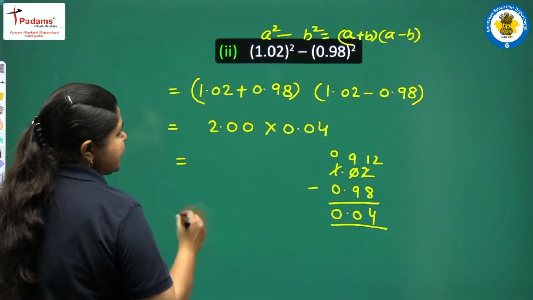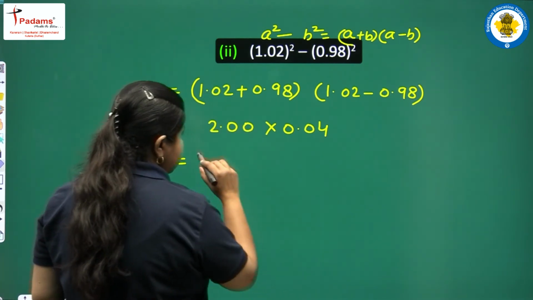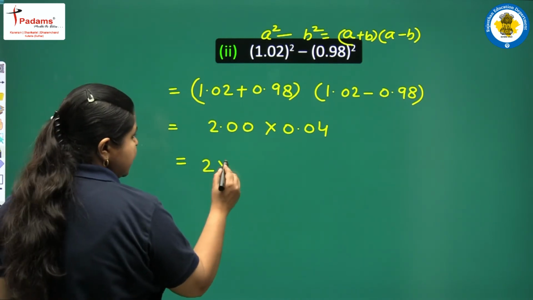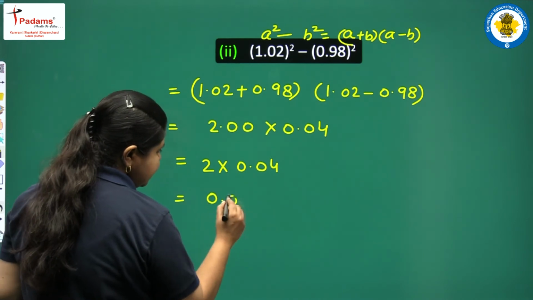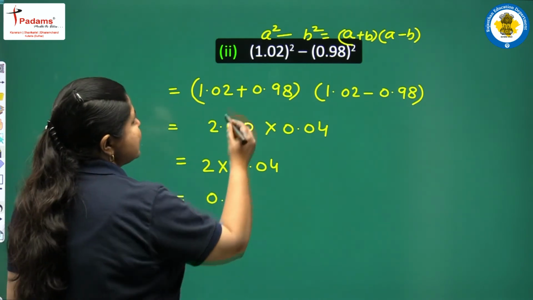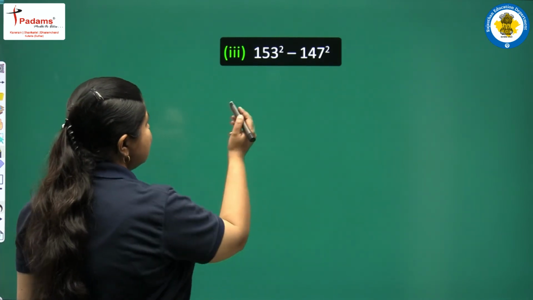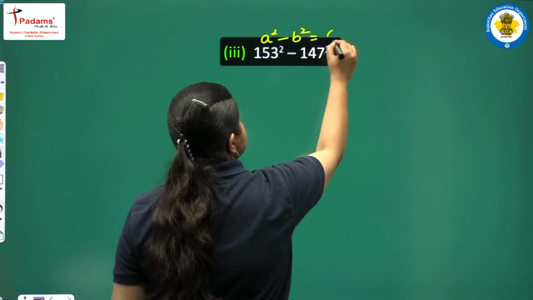Now here you can easily multiply these numbers. 2.00 is nothing but 2, so we write here 2 into 0.04. This will be equal to 0.08, and this is the answer to this question. Easy.